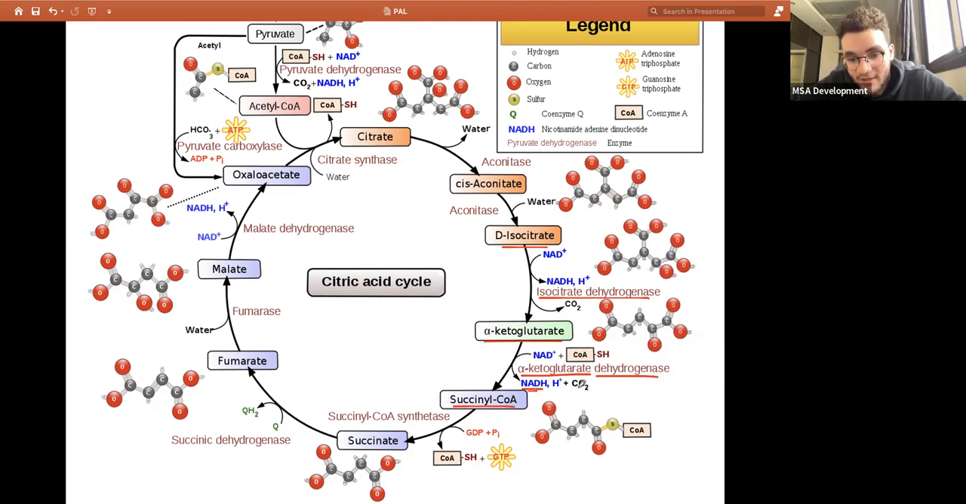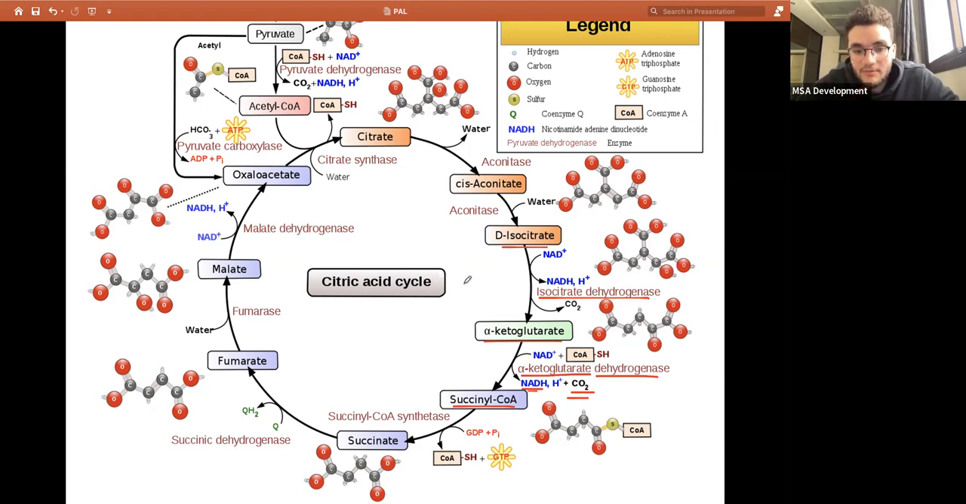In the same way, it also releases CO2. Just like the previous one, isocitrate to alpha ketoglutarate is isocitrate dehydrogenase, and it gives NADH and releases CO2. Alpha ketoglutarate to succinyl-CoA: the substrate is alpha ketoglutarate, and it releases NADH, so it's alpha ketoglutarate dehydrogenase, and it also releases CO2 because it's being decarboxylated.